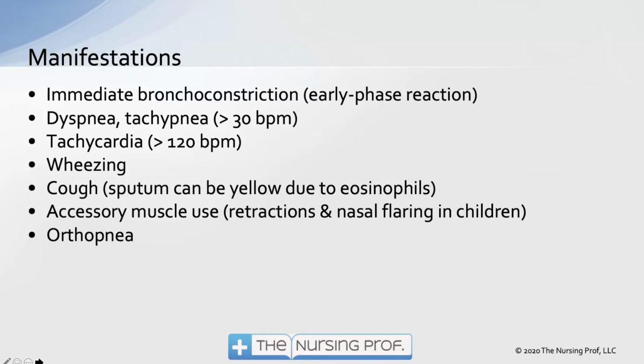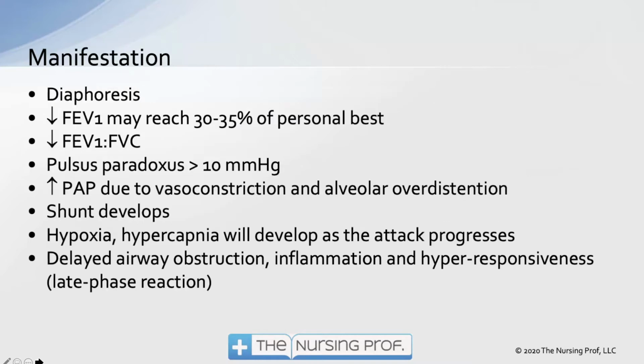Dyspnea, tachypnea, tachycardia, wheezing, obviously that's going to be one of our cardinal signs. Sputum may be yellow due to the increase in eosinophils that are being released into the lung to try to overcome this allergen and this inflammation. Accessory muscle use and orthopnea. Diaphoresis may be present. We will probably see a decrease in the FEV1, that's a forced exhaled volume in 1 second, and the forced vital capacity, so the FEV1 and FVC ratio.